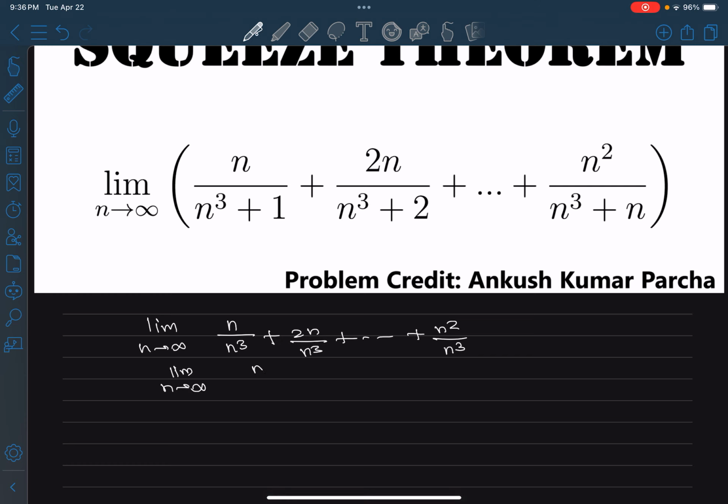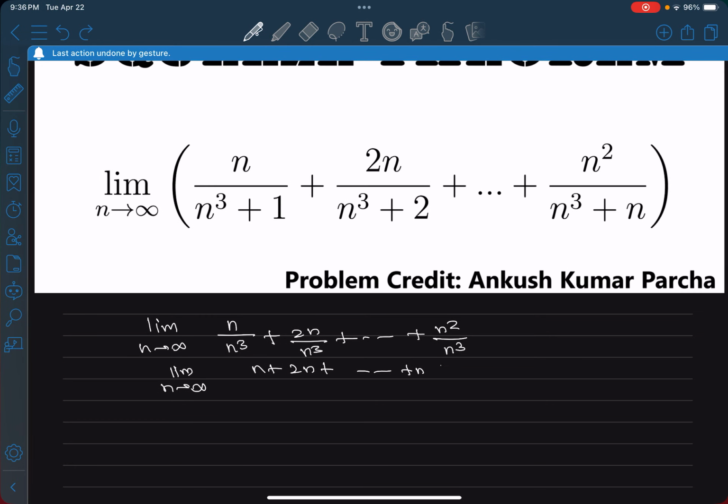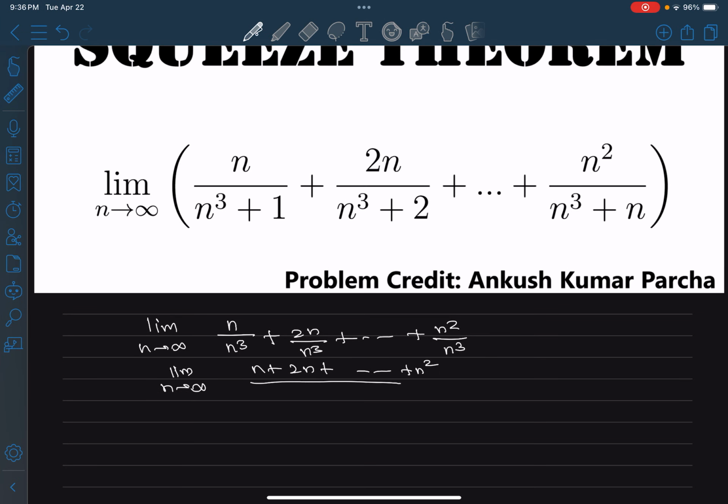But we need to be a bit rigorous. We cannot use our intuition only. You need to be formal, so we'll also see how to do this rigorously. Okay, let me first complete this solution.